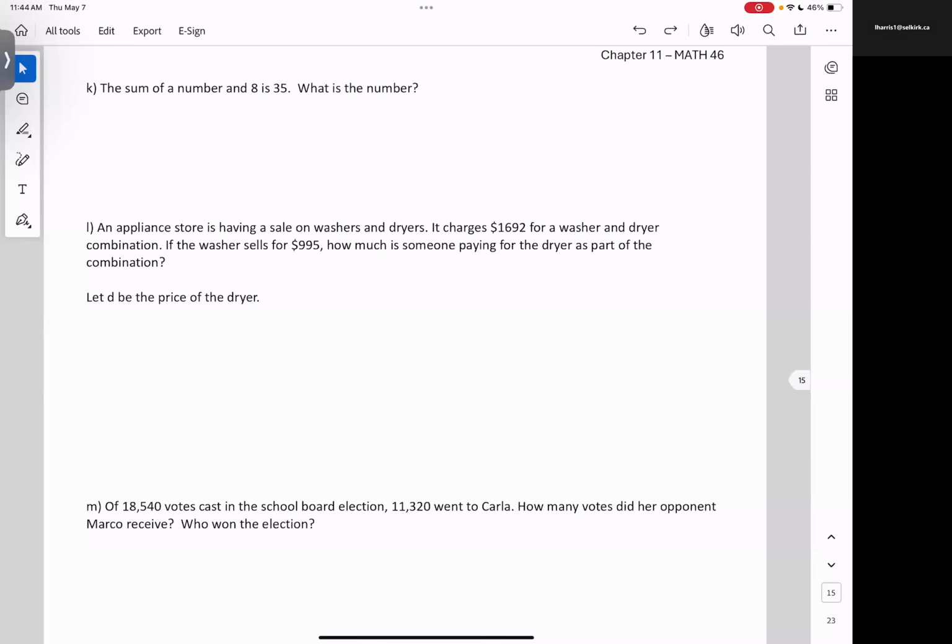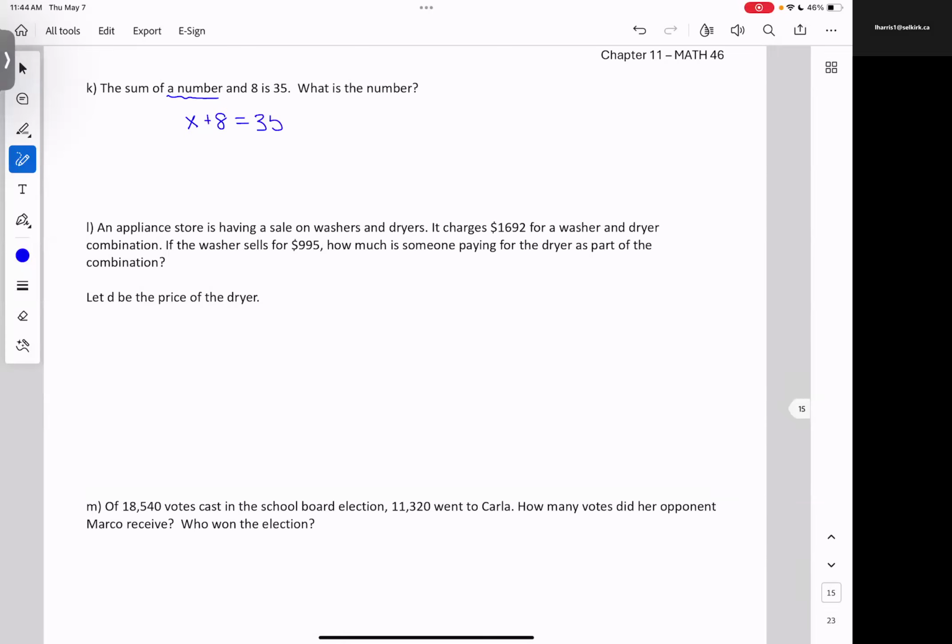And last part of 11.4, let's look at some word problems involving linear equations. So remember, the variable is just a mystery number. So if we're told the sum of some number, a number, and 8 is 35, to convert that into math, we would say our number is x, our mystery number, or you can call it y or a or happy face or whatever you want. That mystery number plus 8 is 35.